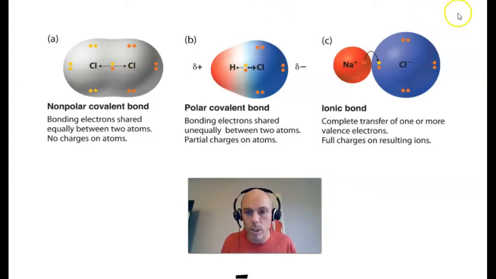And we see, of course, to the right, an ionic bond, where the difference is so great, greater than 1.7, the electrons aren't shared at all. They're transferred, and each atom ends up with a full charge, as opposed to being partially charged.